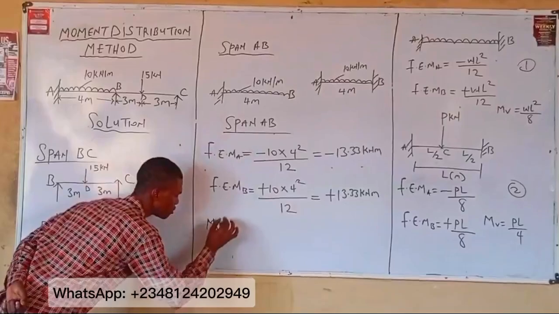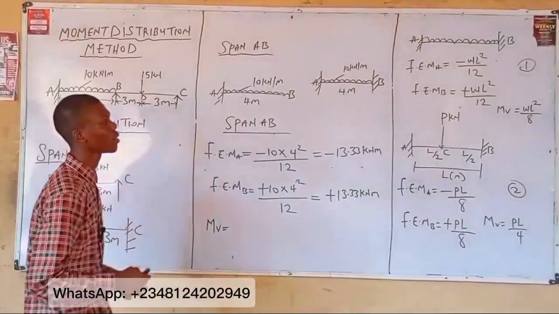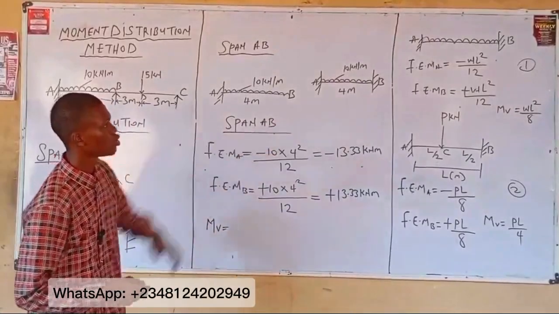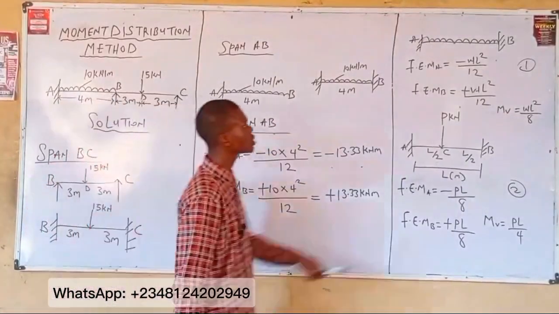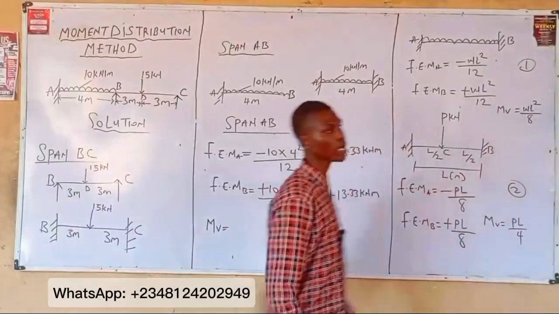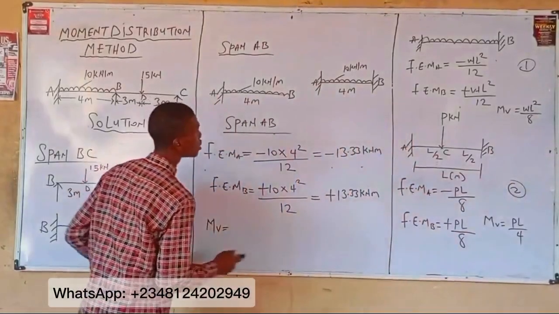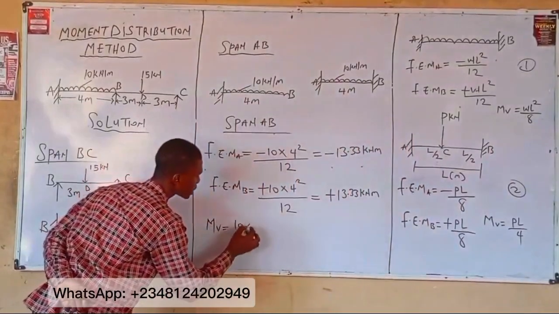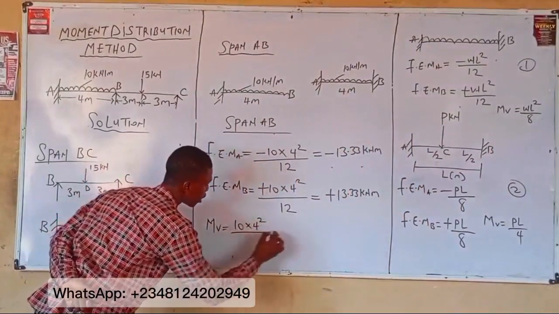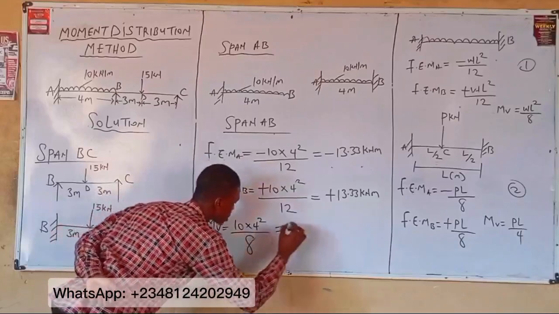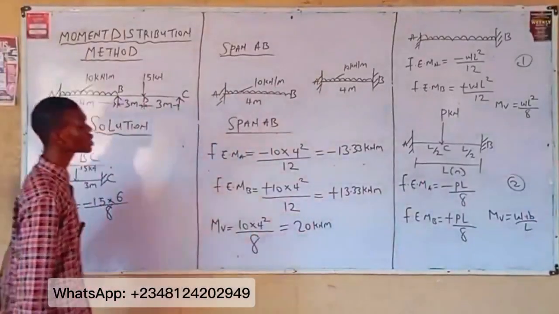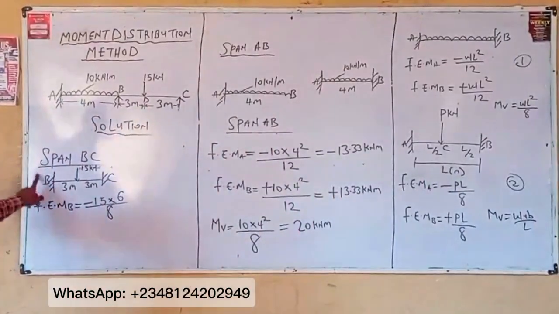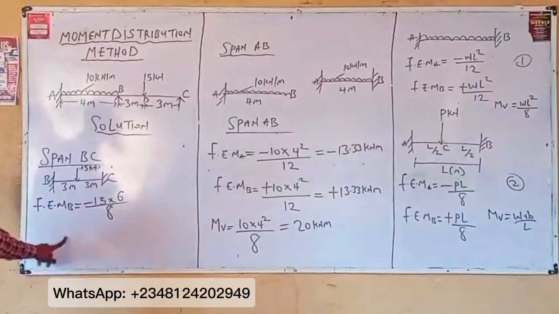Now let's calculate the moment due to vertical loading. What's the formula? WL square over 8. Now, what's your W here? Identify. What's your W? 10. Meaning 10 times 4 square all divided by 8. What's the answer? 20 kilonewton meter, right?